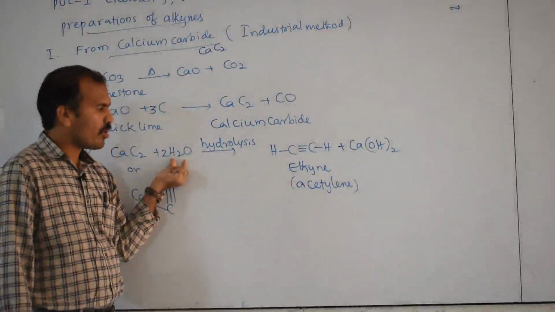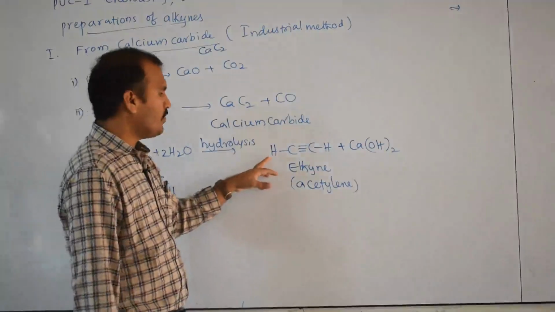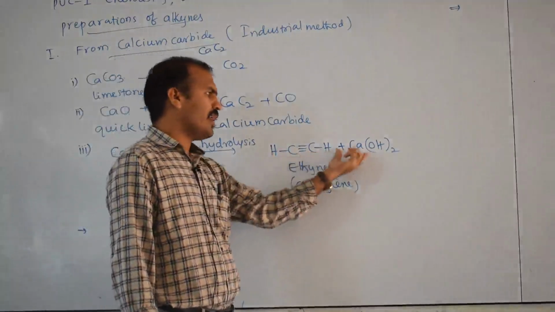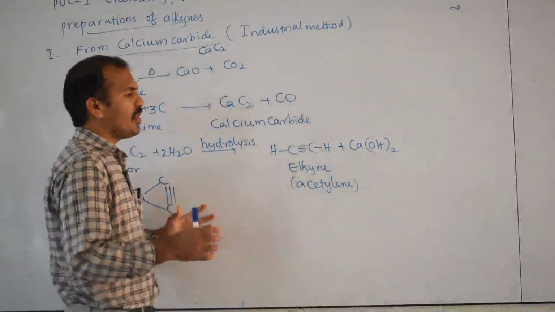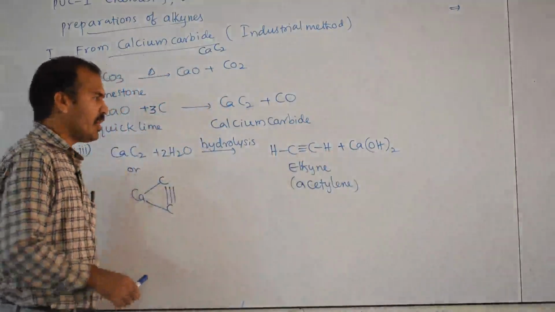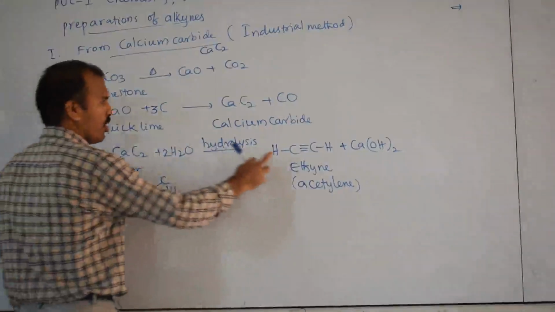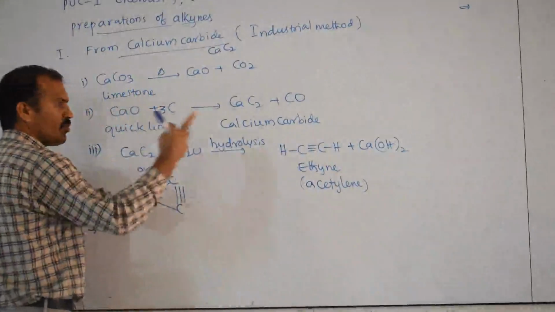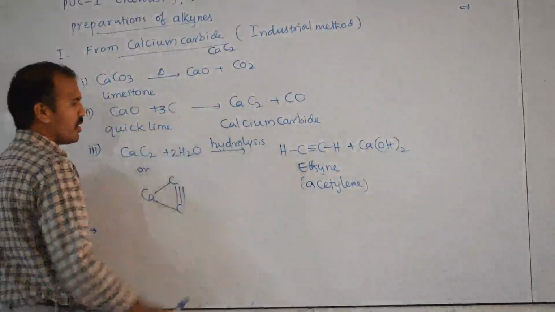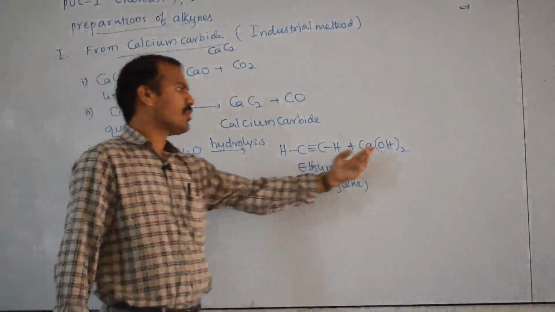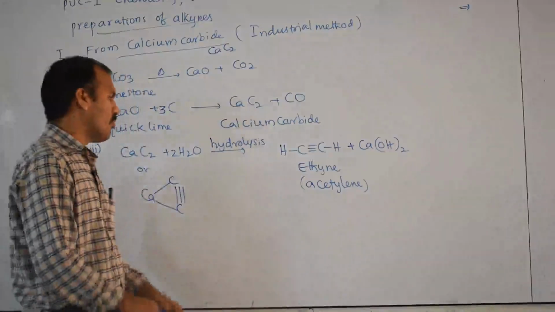On hydrolysis, reaction with water, what do you call hydrolysis? Now it forms ethyne and calcium hydroxide. This is the balanced equation. It is named ethyne. Here how many carbons are there? 2, 1 plus 1. 1 calcium, 2 oxygen, 2 oxygen. Hydrogens are 4: here 2 hydrogen, here 2 hydrogen, totally 4.